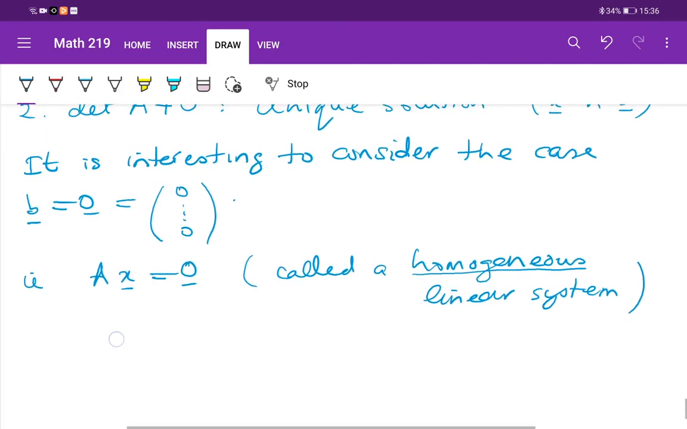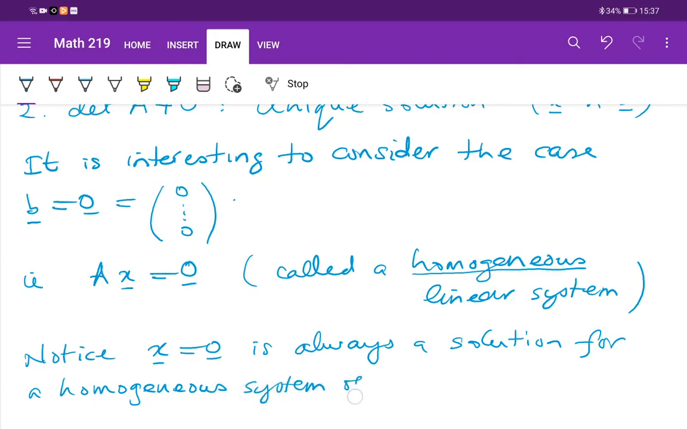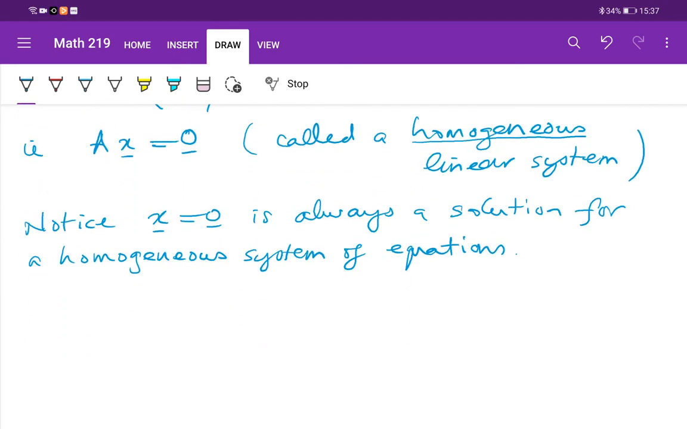Okay, so for homogeneous linear systems, notice that x = 0 is always a solution for a homogeneous system of equations. This holds whether the system is square or non-square, but we're considering the square case here. x = 0 is a solution because A times 0 is always 0, so there's no problem with that.